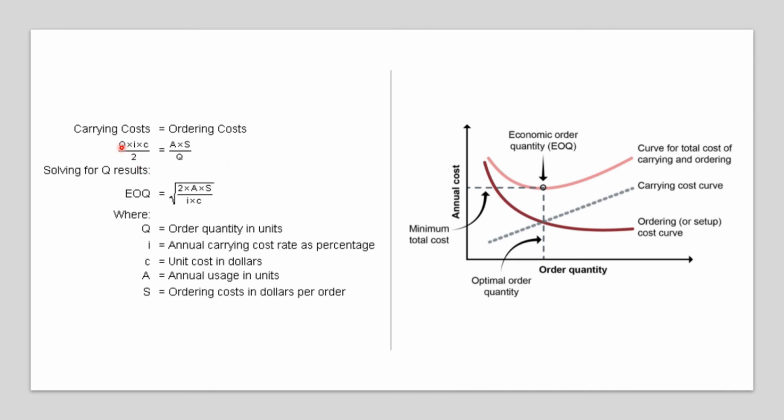That was Q square, but we want Q. So simply put, we'll just take the square root of both sides and we'll get EOQ, that is the value of Q after solving this equation, equal to the square root of 2AS by IC. And that is how, my friends, EOQ is calculated. But the important message I would like to give you is that it is nothing but equating carrying cost and ordering cost, and EOQ is the quantity that gives you the lowest carrying and ordering cost.